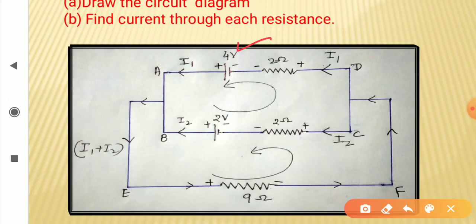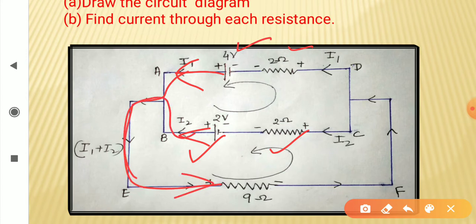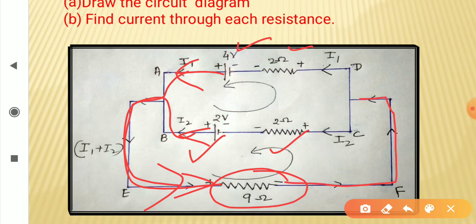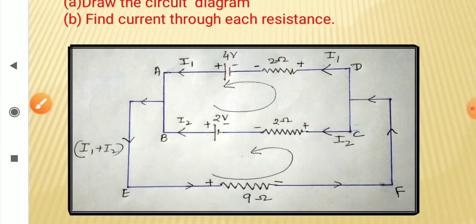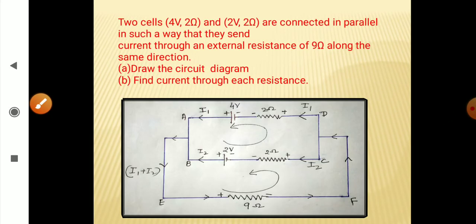Here we have this 4 volt battery with 2 ohm internal resistance, 2 volt battery with 2 ohm internal resistance. They are sending current along the same direction through the external resistance R of 9 ohm, right? So you should be able to draw a circuit diagram. Now after passing through this, when current reaches here, you see the current I2 returns back to this cell, and current I1 returns back to this cell. So you must try to understand the language of the question and you can draw the circuit.